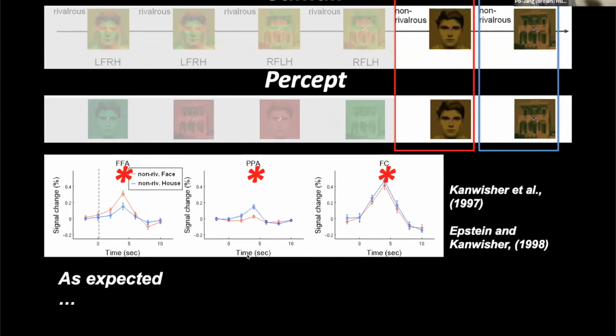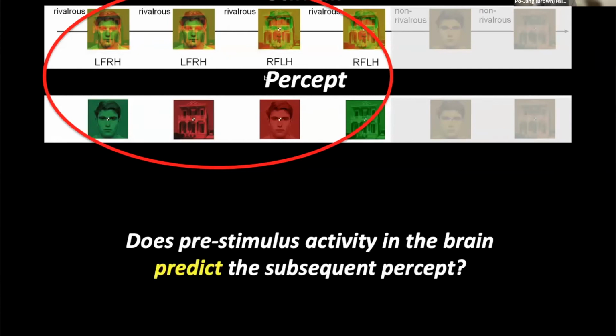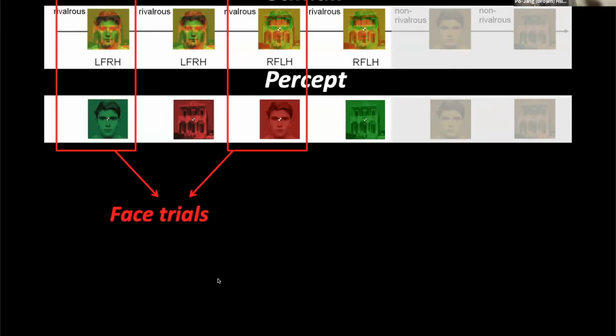There's nothing surprising here. It's replicating previous findings showing that FFA responds more to faces and PPA responds more to houses. And it's showing that we have enough statistical power to pick up differences that are bound to be there. Now, of course, the key analysis is what's happening in the brain before you see these rivalry stimuli. We want to know, does pre-stimulus activity in the brain predict the subsequent percept or not?